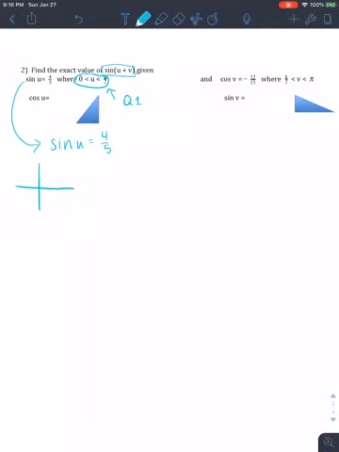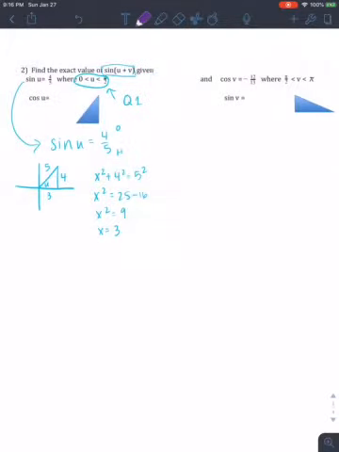If I draw a triangle in the first quadrant, the interior angle is u. Sine is the opposite over the hypotenuse, which is 4 over 5. I can solve for the third side using Pythagorean. So x squared plus 4 squared is equal to 5 squared. So x squared is equal to 25 minus 16, so x squared is equal to 9. So x is equal to 3.